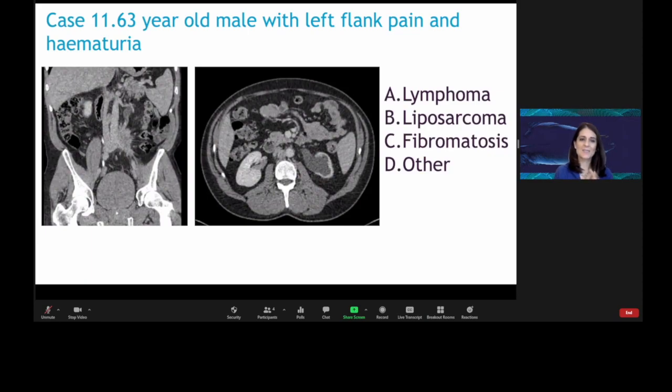Almost there. 63-year-old male with left flank pain and hematuria. So what do you think this is? Start voting. We've got a spiculate mass. It's clearly been around for a little while because that kidney has become very, very atrophic. Do you think this is lymphoma, liposarcoma, fibromatosis, or something else? And again, the clinical history here is really important. So get those votes coming in. And let's see what you think it is.